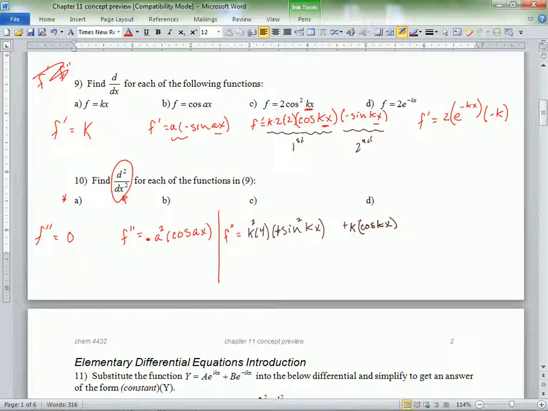Now, the first. Copy all that stuff. So you write k squared cosine kx? Oh, yeah, you could. Well, actually, you write k squared cosine squared. Right?